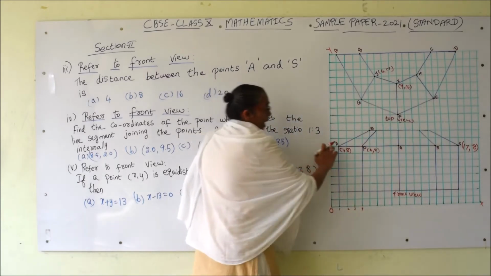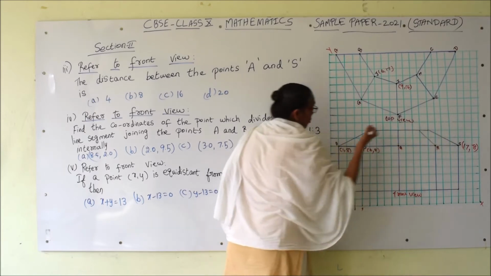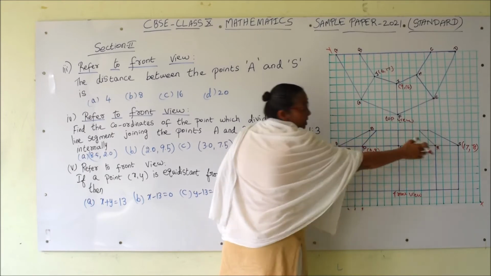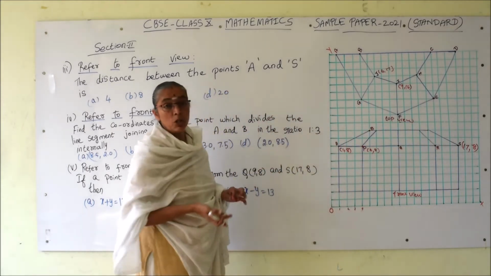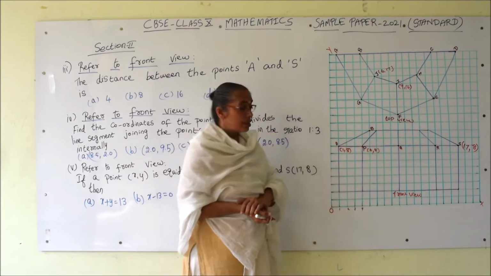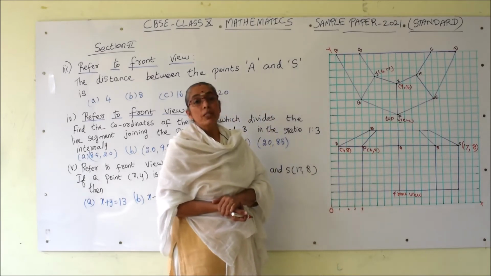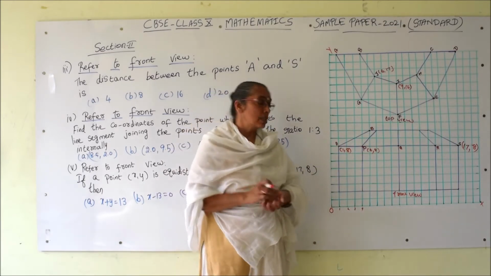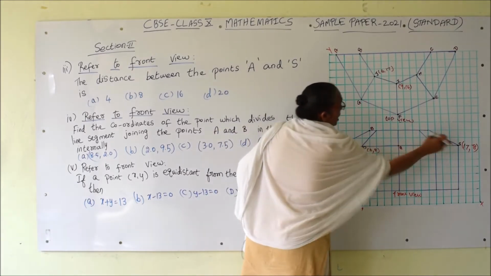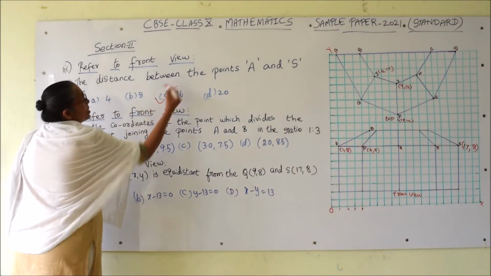Now, either you can count in between how much the distance is, or you can use the distance formula, since we need the distance between A and S. Root over (x2 minus x1) whole square plus (y2 minus y1) whole square. 8 minus 8 becomes 0, so it is root over (17 minus 1) whole square, which is root over 16 square, which is 16. Or you can count the distance between A and S, 1, 2, 3, 4, and you will get only 16. So, the distance between the points A and S is 16.